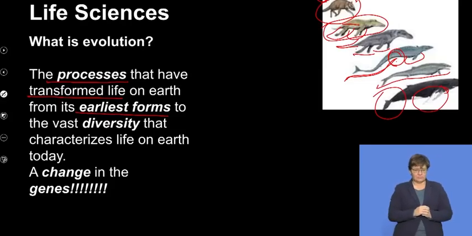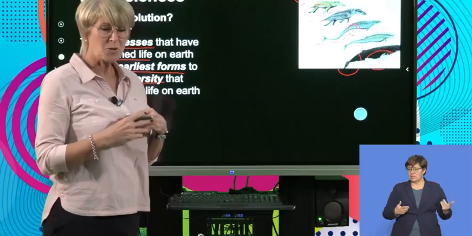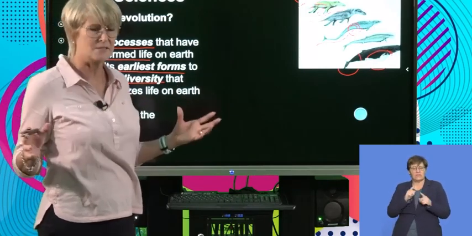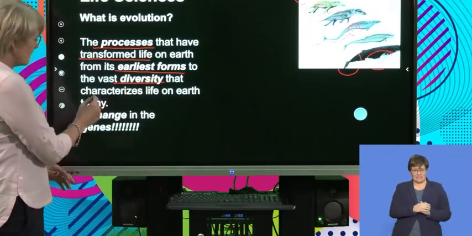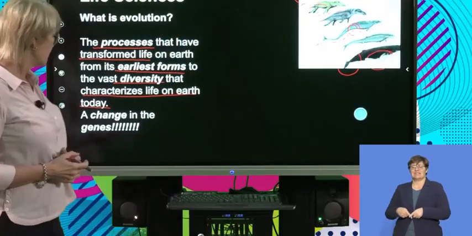All right, and what has happened is from those earliest forms, life has now been transformed to the diversity. And diversity is when we talk about lots of different organisms or lots of differences. So there's quite a vast diversity that we see that characterizes life on Earth today. So from what it was originally to what it is now, it's a totally different organism.